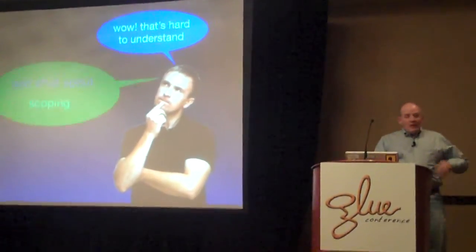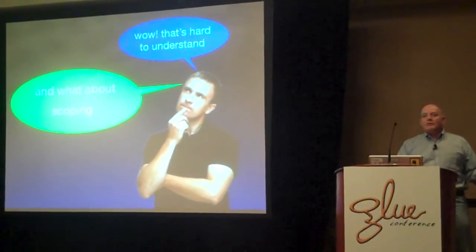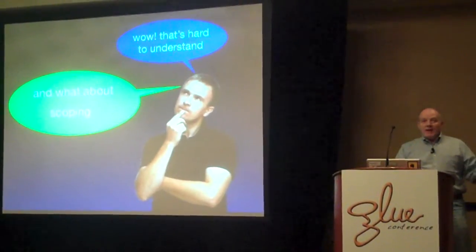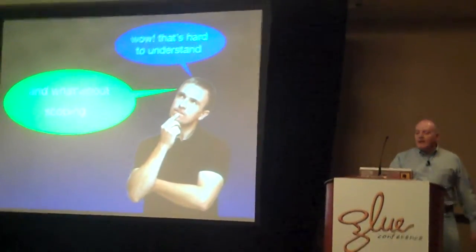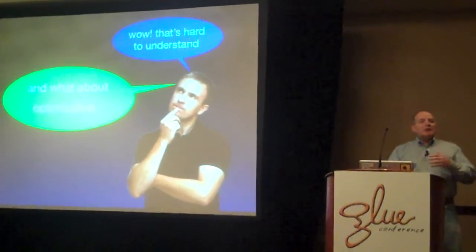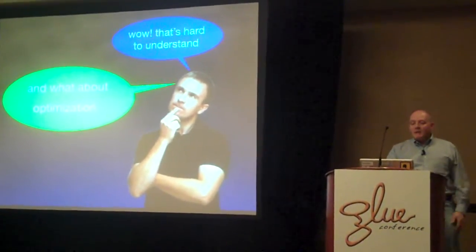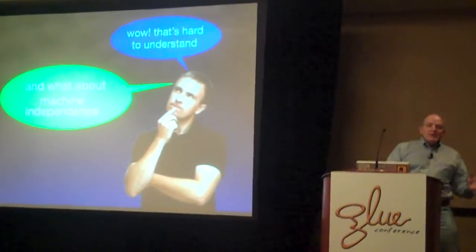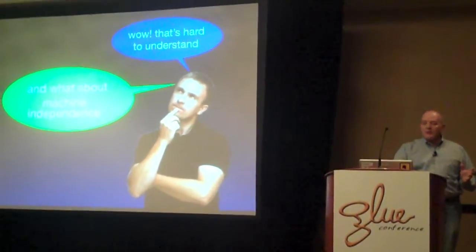What's more, it doesn't tell you anything about variable scoping. Right? If we wanted scoping, we'd have to create a stack and push things on the stack and all of those complexities. Doesn't do anything about optimization. Obviously, this is a pretty simple thing, but more complicated functions need to be optimized. And it's not machine independent, obviously. That depends on a very specific processor in order to run.